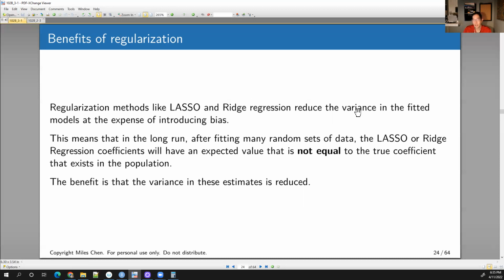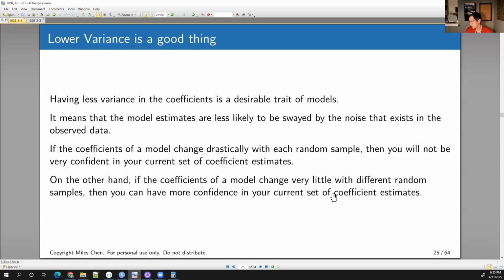We're introducing bias in that, in the long run, the expected values of these estimates aren't the same as the true values. So after fitting many random sets of data, LASSO or ridge regression coefficients will have an expected value that's not equal to the true coefficients in the population. But the benefit is that the variance of these coefficients is smaller. Lower variance is a good thing. Having less variance in the coefficients is a desirable trait.